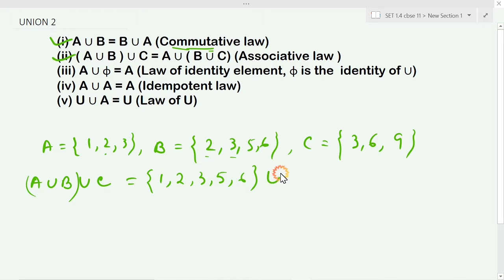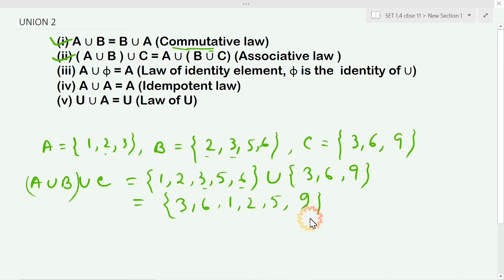Now union C, that is 3, 6 and 9. The common elements between these two sets are 3 and 6. So we write 3 and 6 first, then the other elements of the first set, that is 1 and 5, and the other element of the last set, that is 9. So this is the bracket A union B, union C.